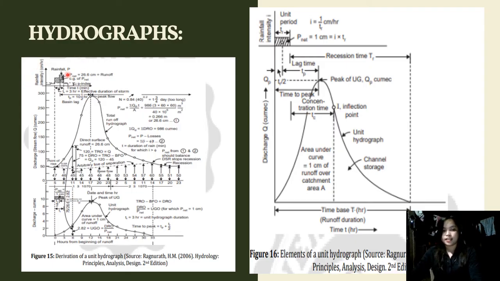So these are the figures. This figure is the derivation of the unit hydrograph. This area is the base flow. This curve is the discharge. I mean, this is the rainfall, and this is the peak flow. So this is the derivation of the formula.